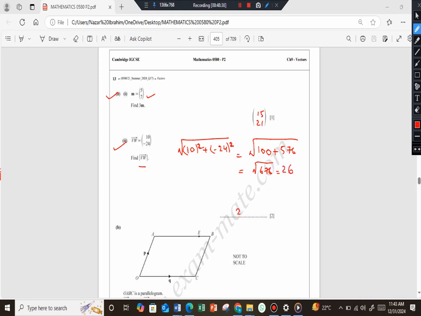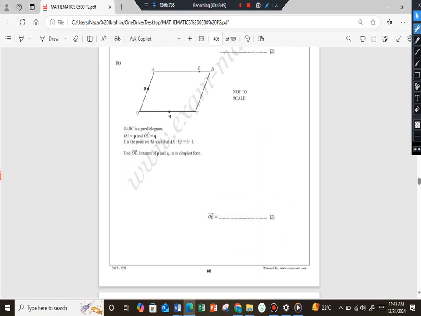Clear? That is 26. Okay, moving further, question number 13b. In question 13b, we have a parallelogram. We are given two position vectors of A and C, and E is the point such that AE ratio EB is equal to 3 ratio 1. Find OE. So we have to find the position vector of E, basically OE. He can ask the question like this, find OE, or he can also say the position vector of E. Both mean the same. We want to calculate OE.